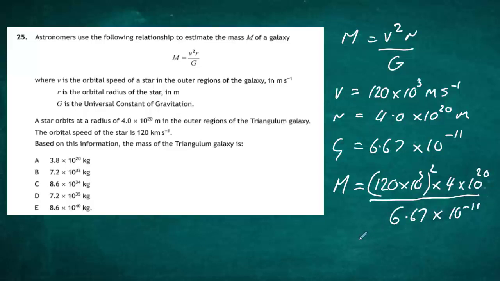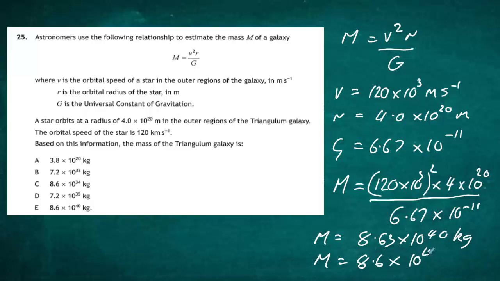So we do that with our calculator, and we end up with the mass equal to 8.63 times 10 to the power 40, and that will be in kilograms. We can round to two significant figures to give us 8.6 times 10 to the power 40 kilograms. And that corresponds to the following answer for the last question. That's going to be answer E. Our final answer, answer E.